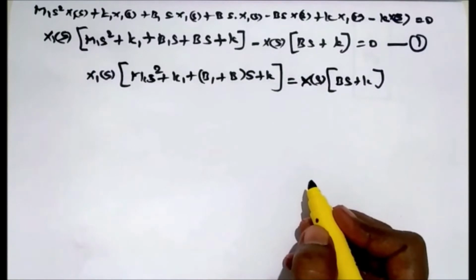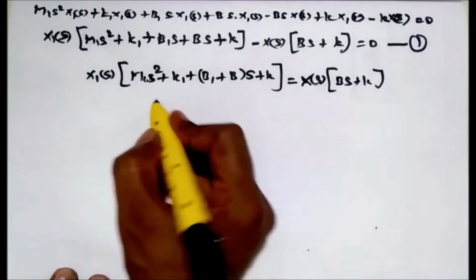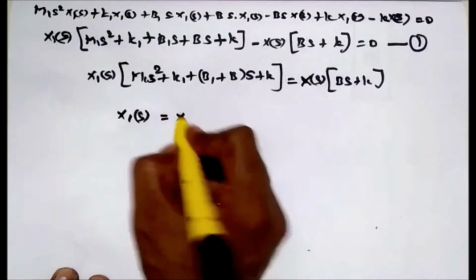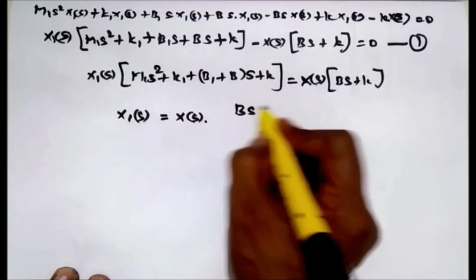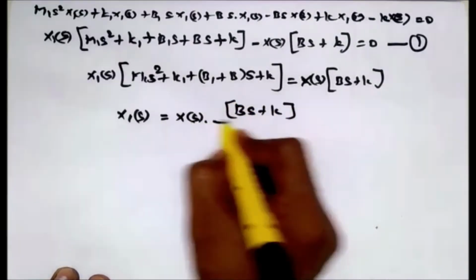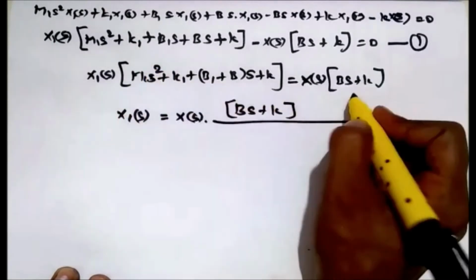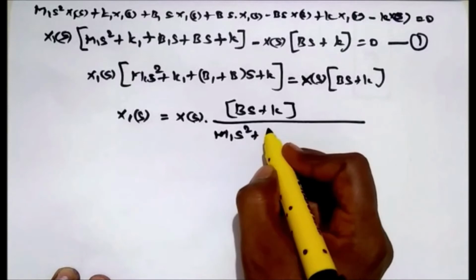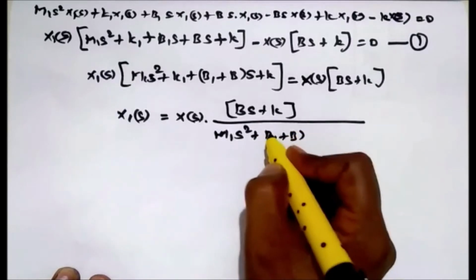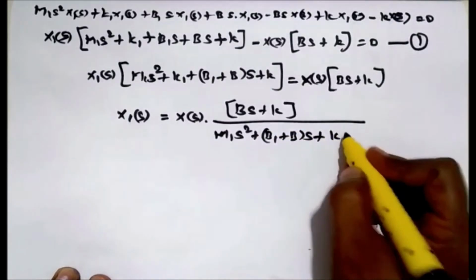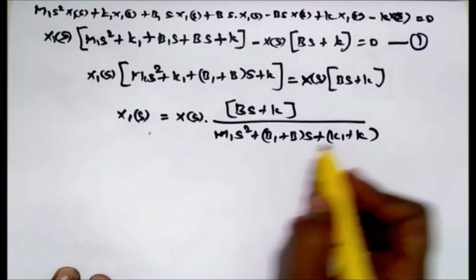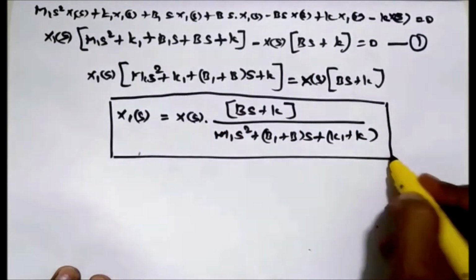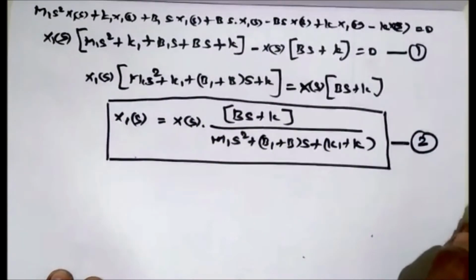So now we can keep x1 of s here. x1 of s equals x of s into b s plus k divided by, bringing this term to the right hand side, m1 s square plus b1 plus b into s plus k1 plus k. We can consider this as equation number 2.